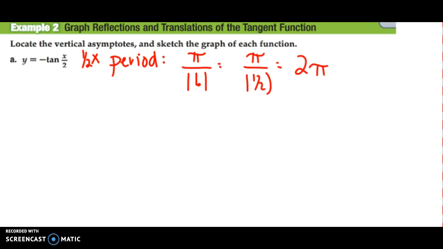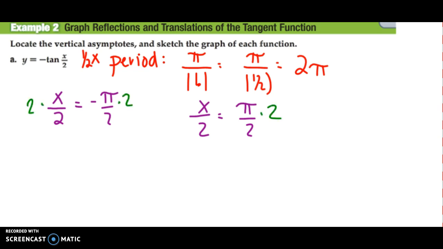So to find those vertical asymptotes, remember we put bx plus c, which in our case is just x over 2, is equal to that vertical asymptote in the parent function. Same thing over here. X over 2 is equal to a positive pi over 2. Okay? So, how do I get rid of that divided by 2? I multiply both sides by 2. And I find that my vertical asymptotes are at negative pi and at pi. So that's where my vertical asymptotes are going to happen.